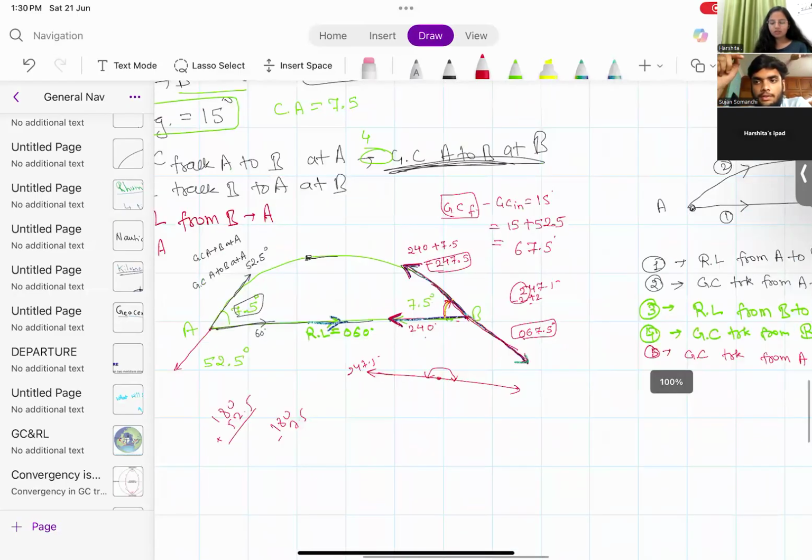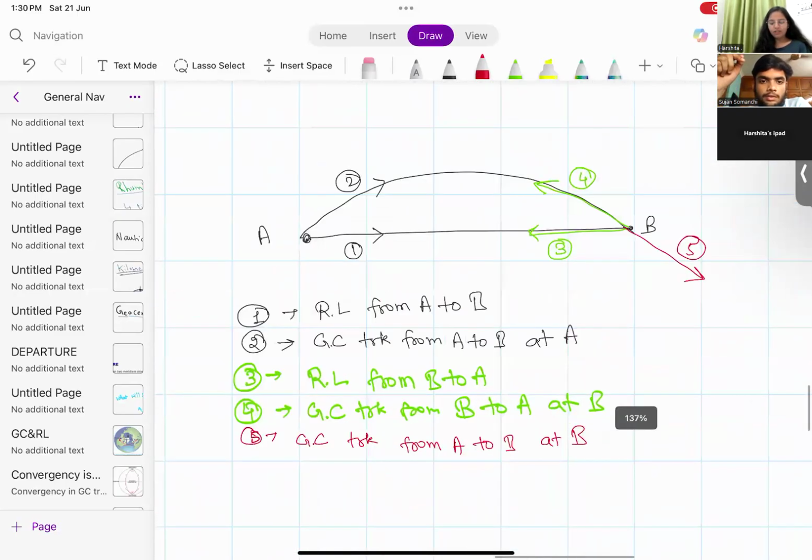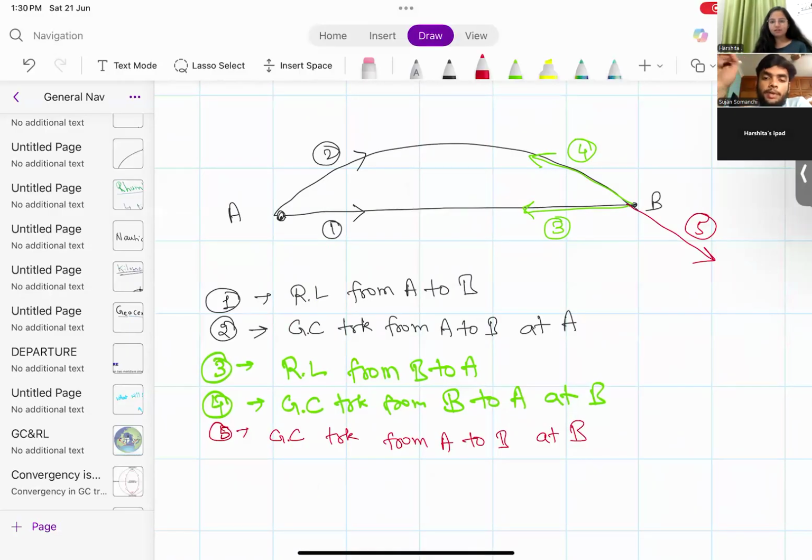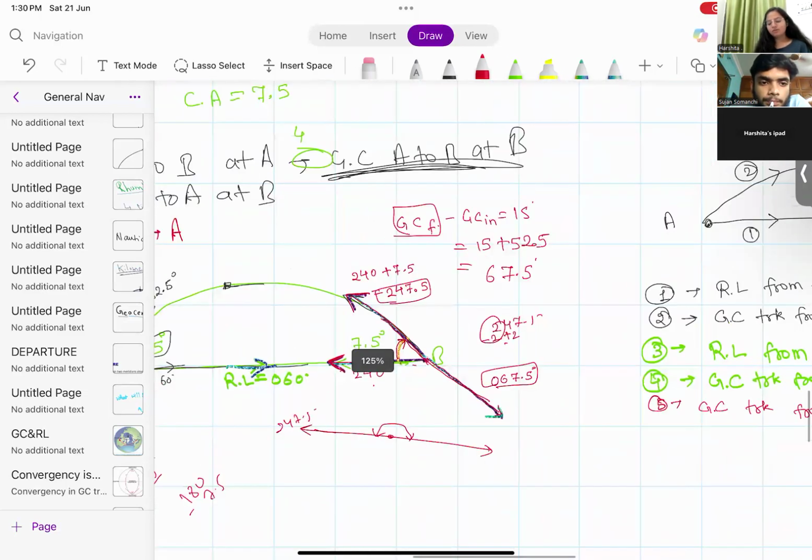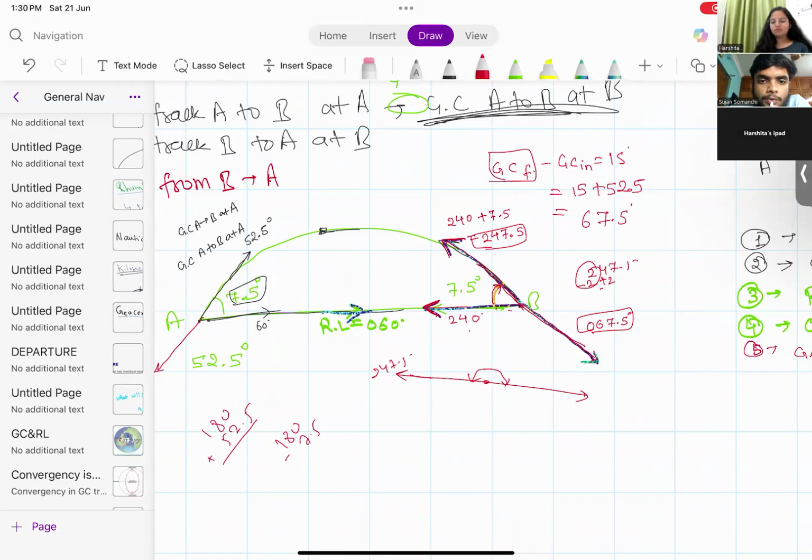B to A at B is 67.5. No. Do you see here? B to A at B. How does it look? Okay. See, I have written with numbers. The fourth one is B to A at B. Yes, ma'am. Good. Now, see here. It's 247.5 degree. Very good.